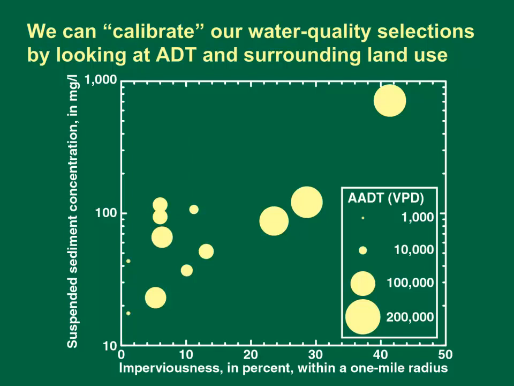This graph shows relations between suspended sediment on the vertical axis, imperviousness of the surrounding land uses on the horizontal axis, and average annual daily traffic as the circle diameter. The highest sediment concentration occurred on the ultra-urban site. The two high-volume highways in less developed areas have sediment concentrations that are almost an order of magnitude lower than at the ultra-urban site. The variation of values at the relatively undeveloped sites is less clear and may depend on variables other than surrounding imperviousness or average daily traffic.